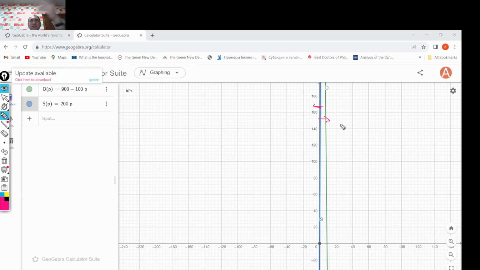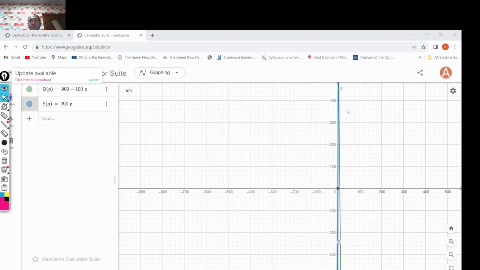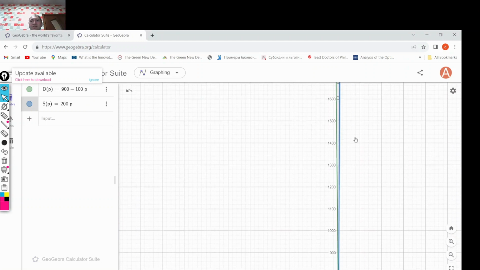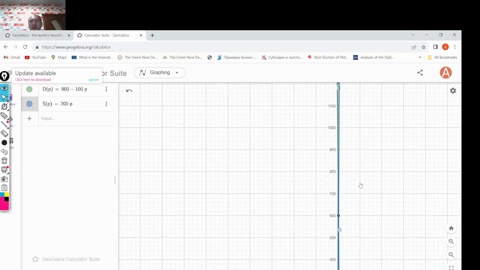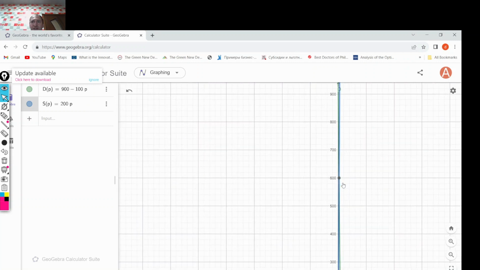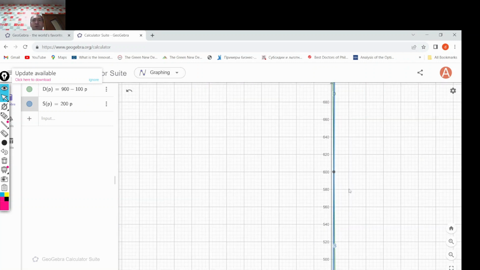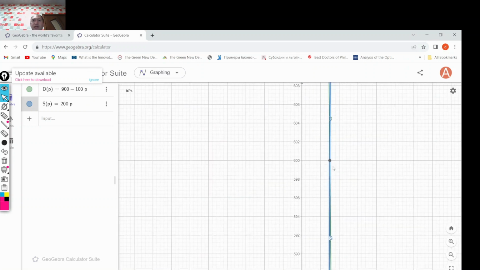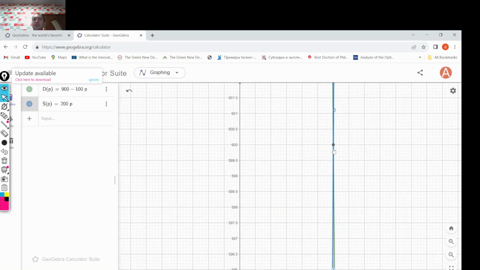So eventually they will intersect. Again, just change the scale and go down. Just scroll down, right? Here you have this point of intersection at 600. GeoGebra took care to depict these as lines, not curves, these are straight lines. Okay, there the straight lines intersect.